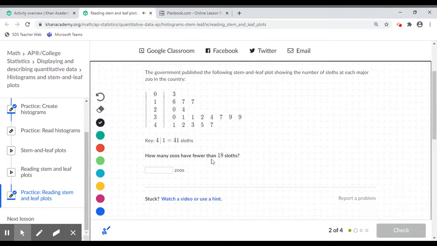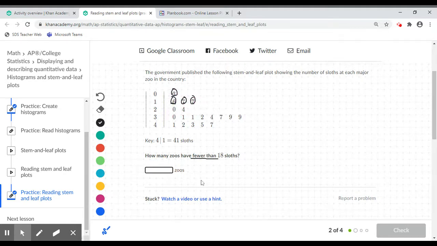All right, let's do one more. How many zoos have fewer than 18 slots? Again, watch how it's written to you. Fewer than 18. So fewer than 18 would mean anything below 18, not including 18. So I see this number, and that one. How many zoos had fewer than 18? Well, we have 1, 2, 3, 4. All of those are fewer than 18.